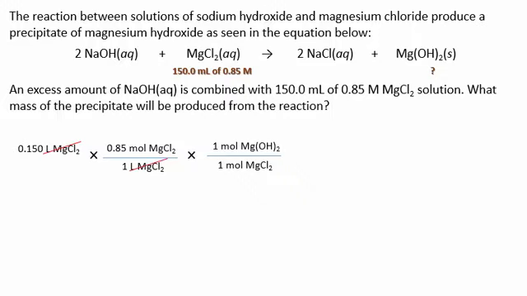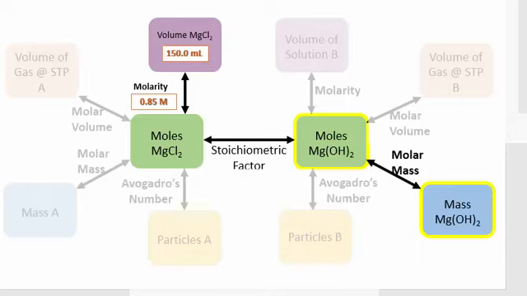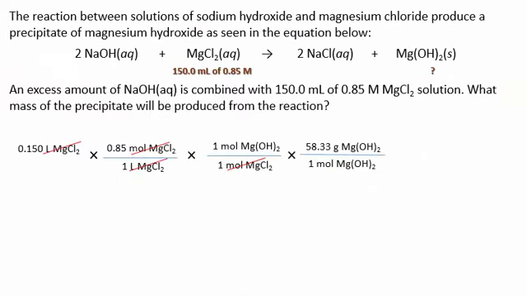Now, in our final step, we will use the molar mass of magnesium hydroxide to convert from moles of magnesium hydroxide to mass of magnesium hydroxide produced. 1 mole of magnesium hydroxide has a mass of 58.33 grams. We can see with the dimensional analysis set up, we will multiply 0.150 times 0.85 times 58.33 to give an answer of 7.4 grams of magnesium hydroxide produced.